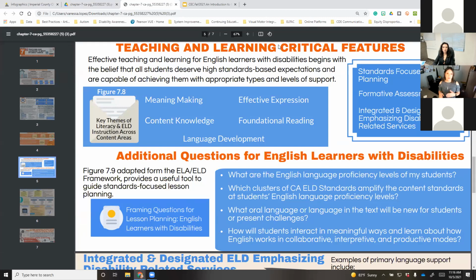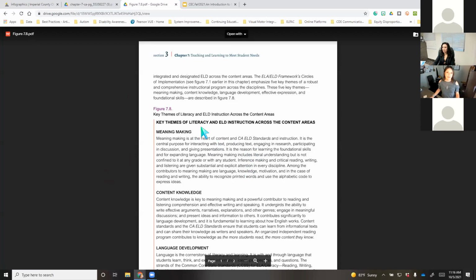You can screenshot, you can copy paste, you can share out just that one particular section, and you can click on the links. The links remain active and accessible, and these take you back directly to the Practitioner's Guide where these points are referenced. So for example, figure 7.8 are the key themes of literacy and ELD instruction across content areas. This isn't enough for me. I need more context. Let me click on it so that I don't have to be digging through the document, and it will take me directly to figure 7.8, key themes of literacy and ELD instruction across the content areas.